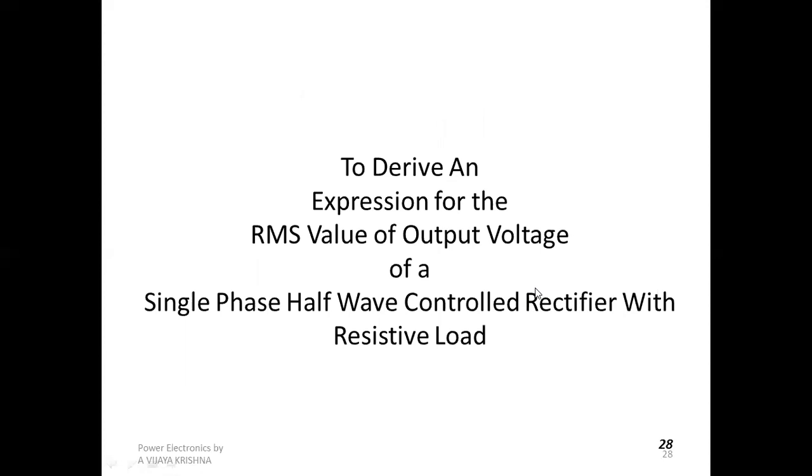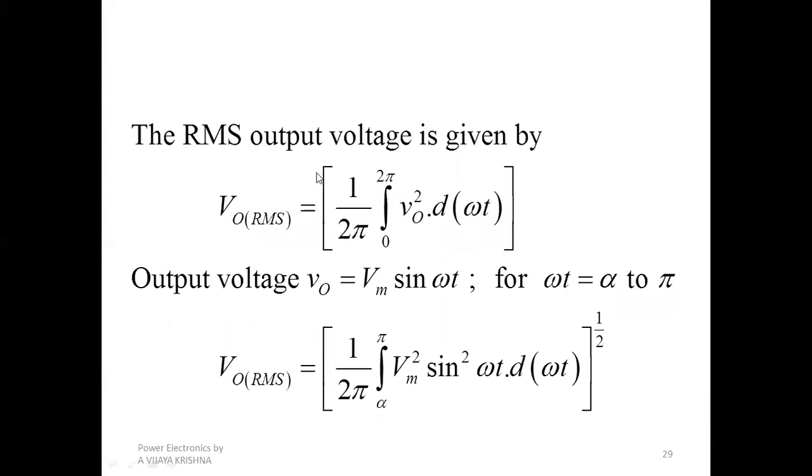Next, how to derive the expression for the RMS value of the output voltage. Previously we derived the DC output voltage. Now we derive the RMS value of the output voltage of a single phase half wave controlled rectifier. The basic expression of the RMS value is V naught RMS equals square root of 1 by 2 pi integral 0 to 2 pi of V naught square d omega t. How can we derive this for the output voltage?